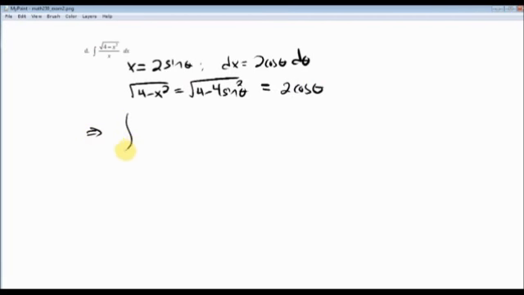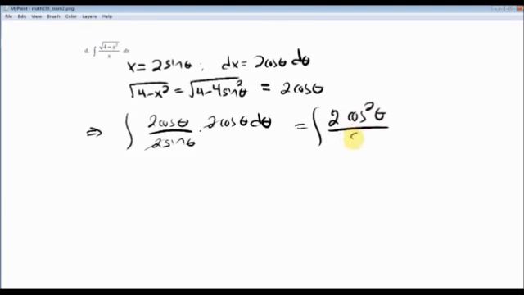Alright, so plug everything in. On top, the square root stuff is 2 cosine. On the bottom you get x, which is 2 sine. And dx is 2 cosine. Don't forget that d theta. Now these 2's cancel, and you end up with 2 cosine squared theta over sine theta.